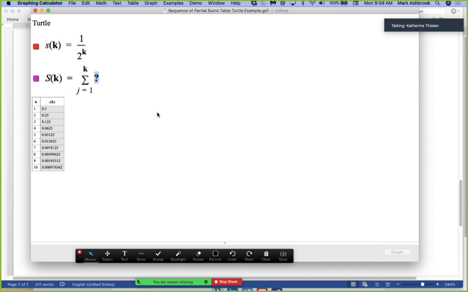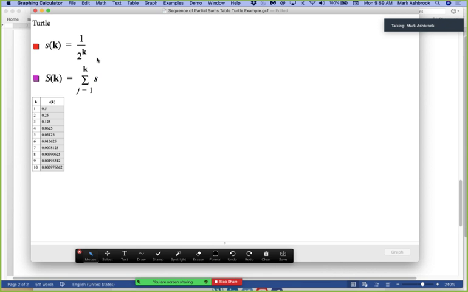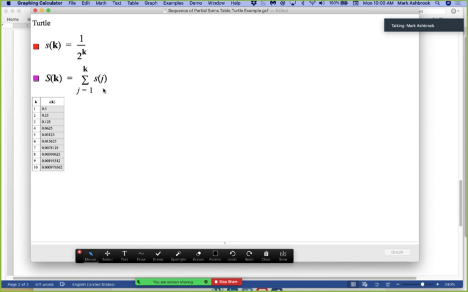No, S of like another variable, or S of j. J, right? J is the one that's going to cycle through all the values starting from 1 up to k. So yeah, I can do S of j, or I can do 1 over 2 to the j. It doesn't matter. So let's do S of j. And that's our 1 over 2 to the j.